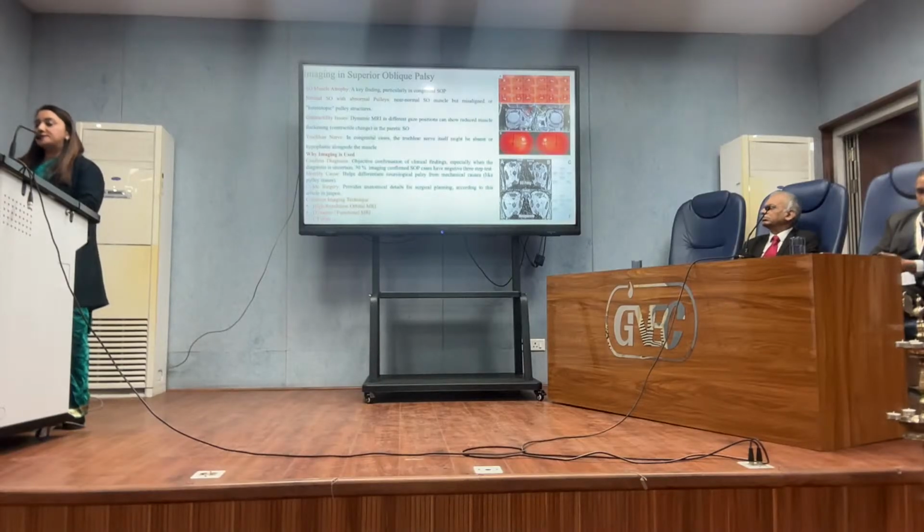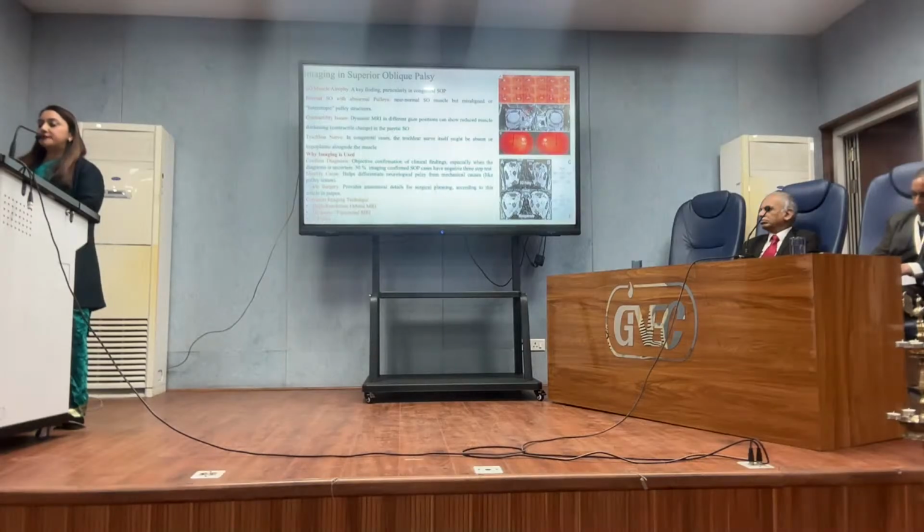Imaging is not always required in all cases. In some cases, it might be used to confirm the diagnosis. So it's an objective confirmation of the clinical findings, especially when the diagnosis is uncertain, as 30% of imaging-confirmed SOP cases may have a negative Park 3-step test.